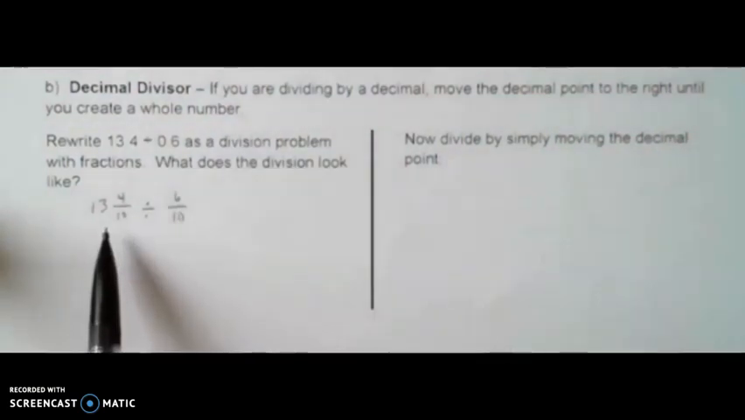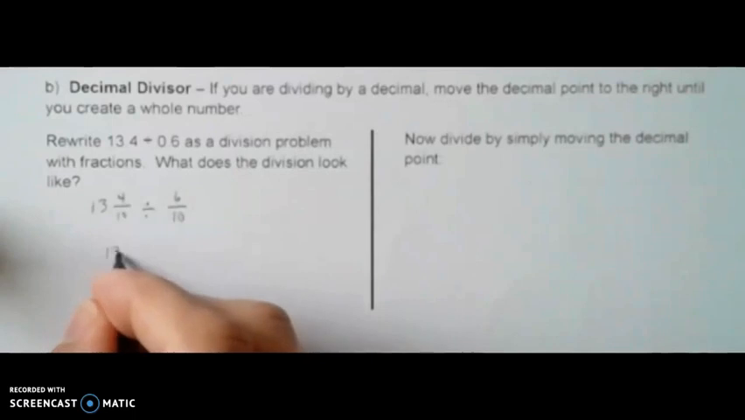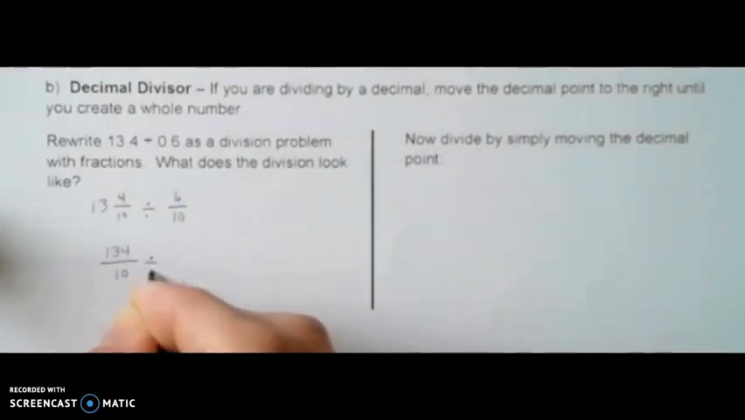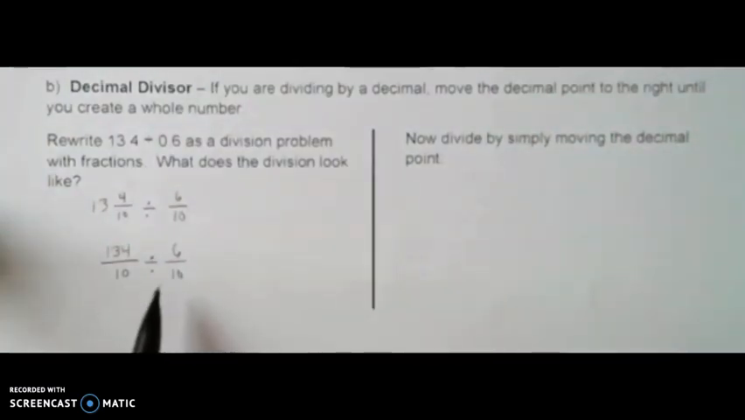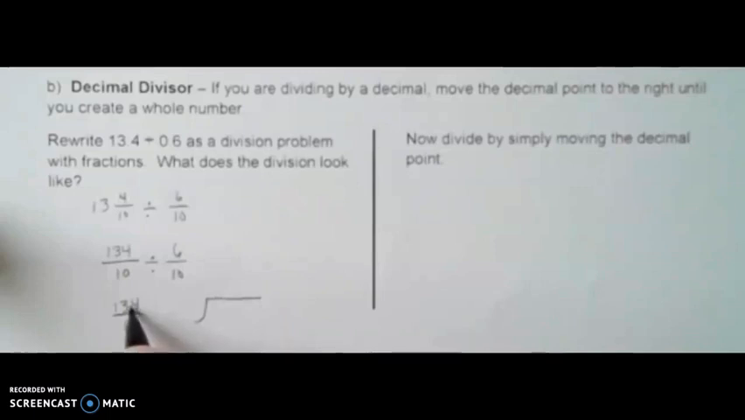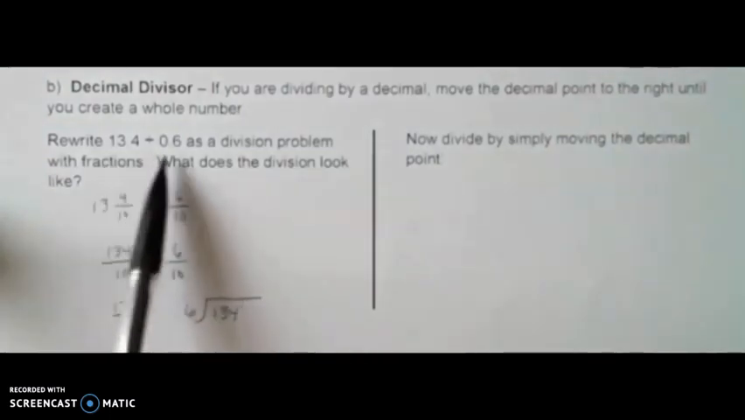I'm going to make this mixed number a fraction. 10 times 13 is 130 plus 4, so this would be 134/10 divided by 6/10. And notice that these have common denominators. So if I were to divide across, the denominator would be a 1, and the numerator would be 134 divided by 6. So this just turns into the fraction 134 divided by 6. So if I were to make this a long division problem, again, the numerator goes inside the box, 134 divided by 6. Doesn't this look very similar to what we started with?